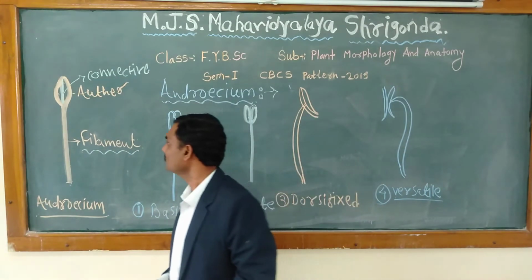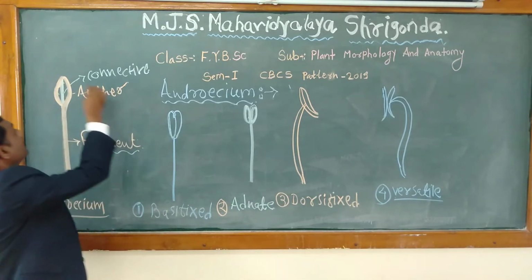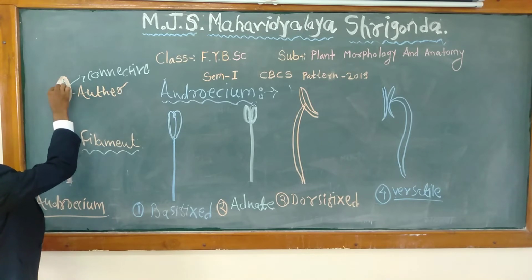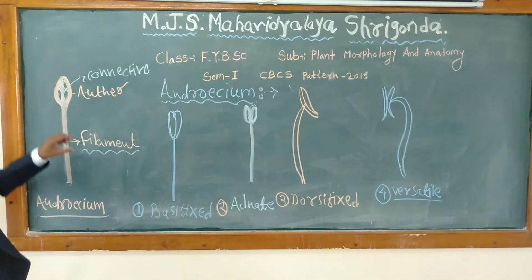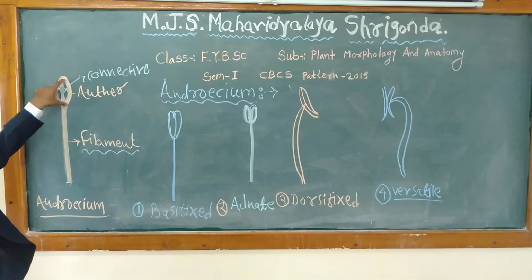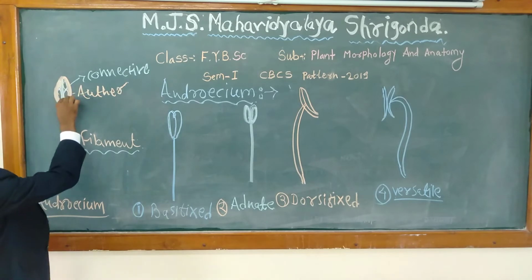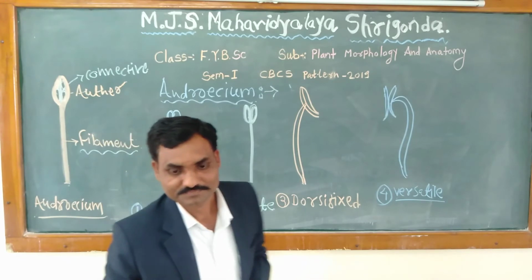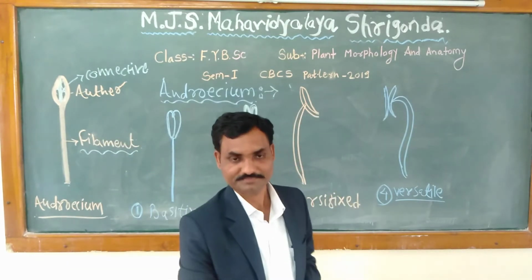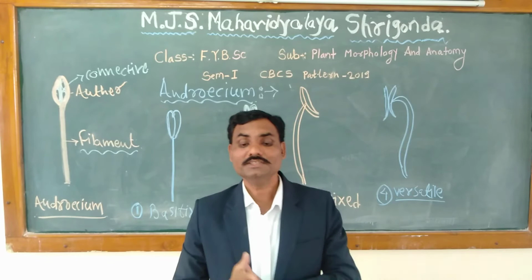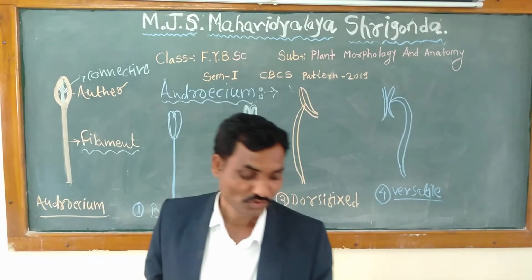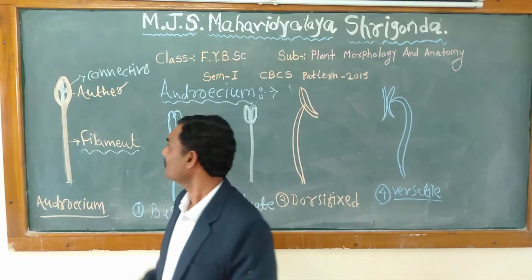Here, students, observe very carefully. Here is one lobe, here is another lobe. Each anther lobe has two locules. Here is one lobe having two locules or chambers. And the pollen chamber contains a number of pollen grains. What is inside it? Pollen grains. Pollen grains are present inside this.